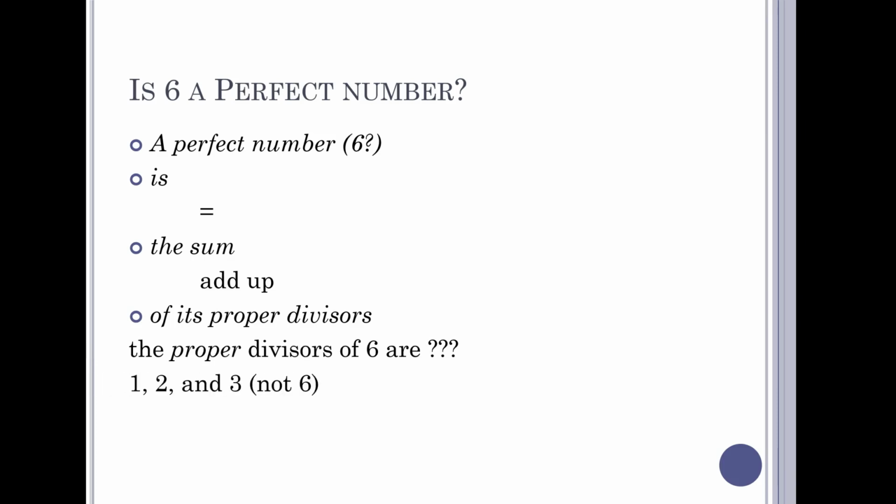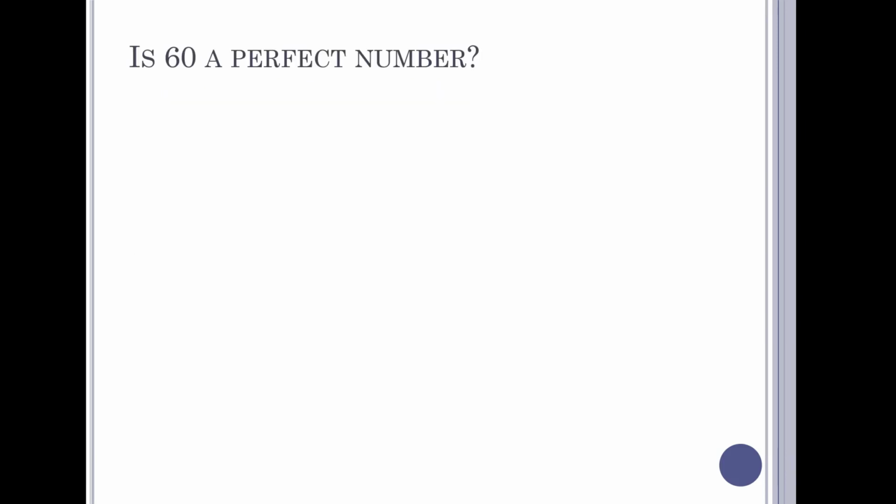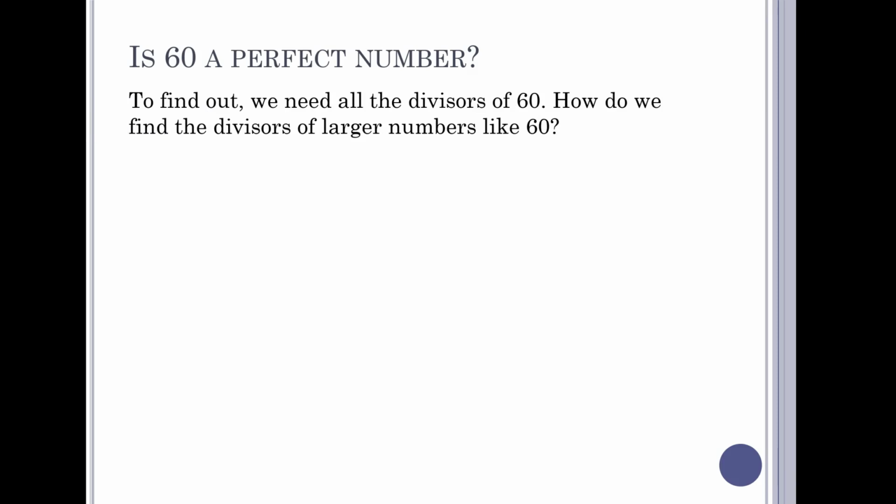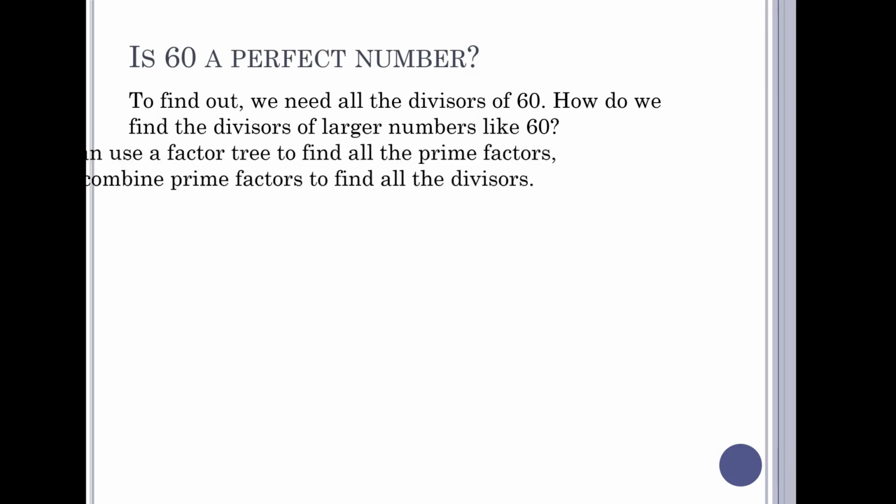So the proper divisors of 6 are 1, 2, and 3. We don't count the 6, and let's add them up. 1 plus 2 plus 3 is 6, so 6 is a perfect number. Now, how about a larger number like 60? We need to find all the divisors of 60 in order to see if 60 is a perfect number. So how would you do that?